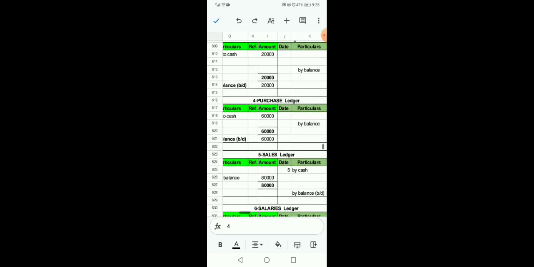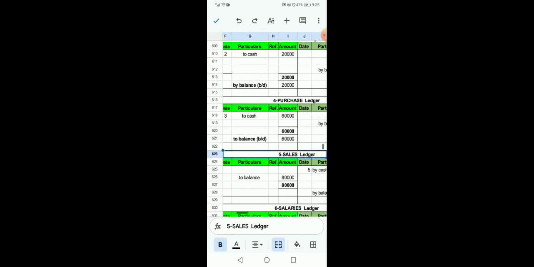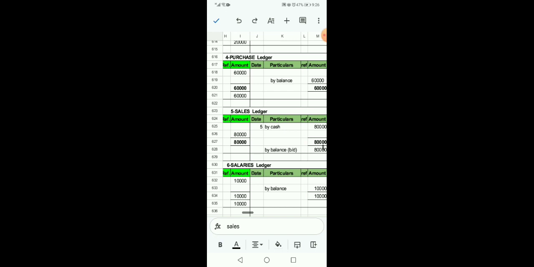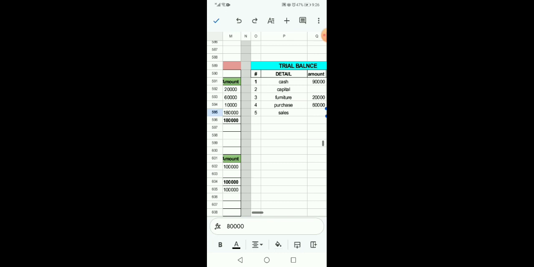Now we will see the fifth ledger, which is sales. So we will put 5 in the number column, and the name of the ledger is sales. Now see how much the balance is that has been brought down. This is your balance and it has been brought down on the credit side, 80,000. So you will post 80,000 on the credit side. In this way, recording of the fifth ledger is completed.